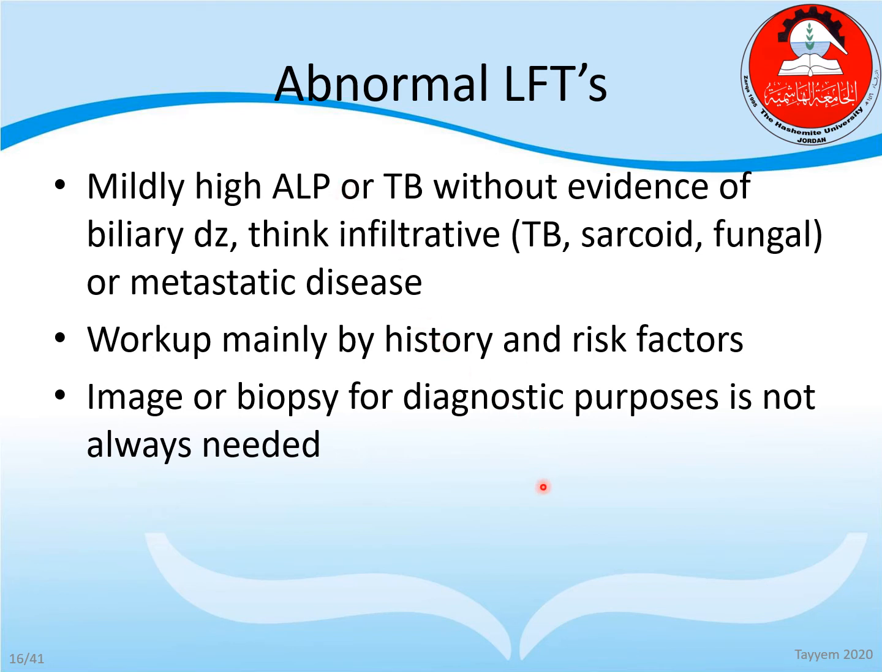When we have abnormal liver function with high ALP or total bilirubin without evidence of biliary disease, always think about infiltrative liver disease such as tuberculosis, sarcoidosis, or fungal infection, or metastatic disease. Workup starts always by history and assessing risk factors. Imaging and biopsy probably isn't always needed.